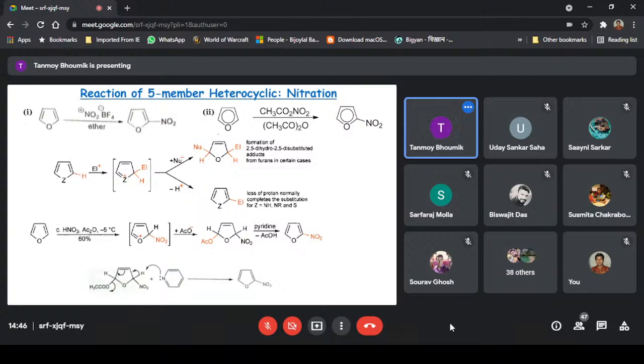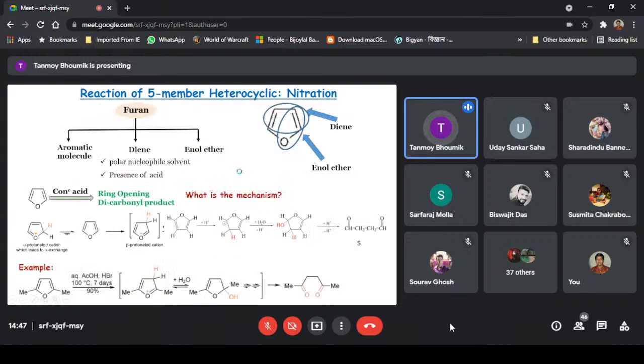There is acetyl nitrate and acetic anhydride that give the nitrate product at the ortho position, or also the alpha position of the nitrogen compound. And this alpha position is substituted by the electrophile, and this electrophile will react in this electrophilic substitution reaction.